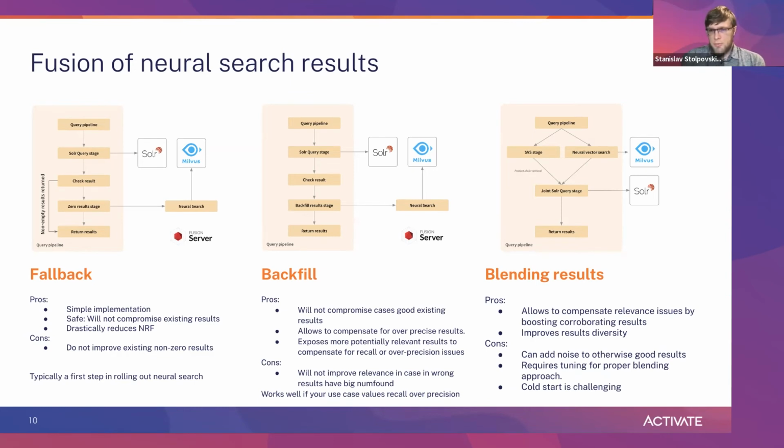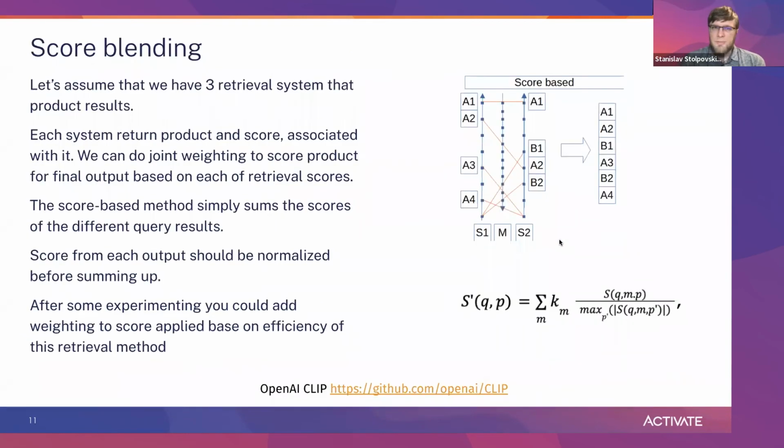And the most effective and the most complex approach is to blend results, incorporating all these three systems. And that works perfectly to fix relevancy issues, but it will require some tuning, and it will not work on a cold start. Let's talk about this blending more deeply. The basic approach that we introduce here is that each of the retrieval systems has its own weight. And when we do the final score calculation, we take weights for the product from each system, and we apply a coefficient for this system, and we get the final score.